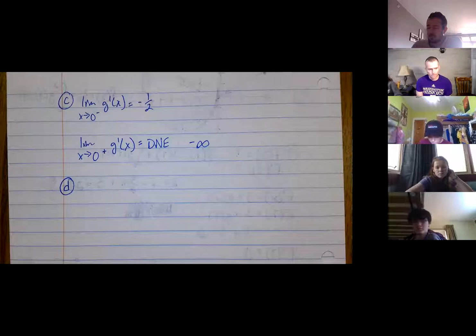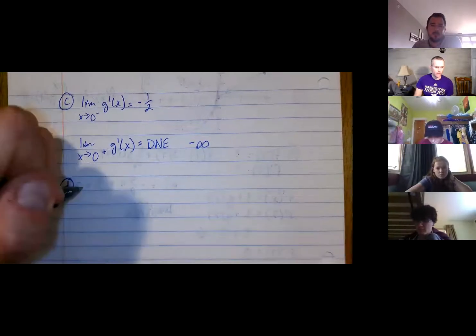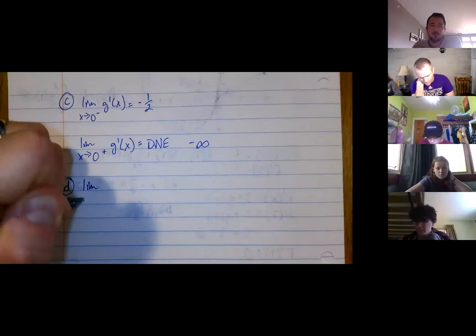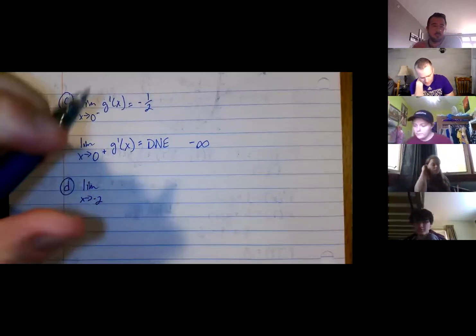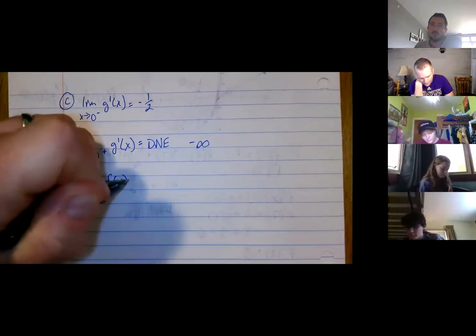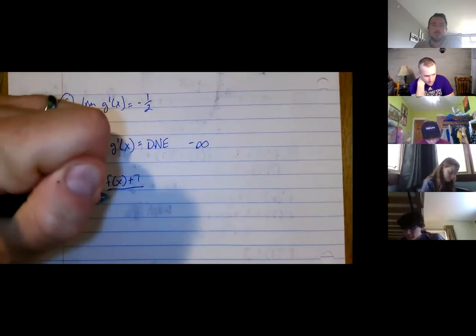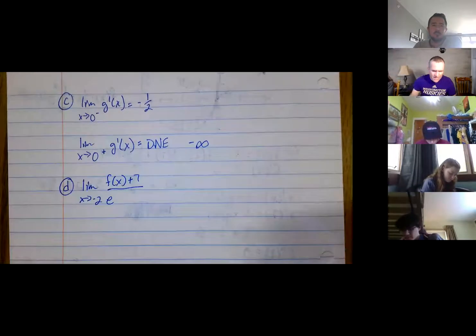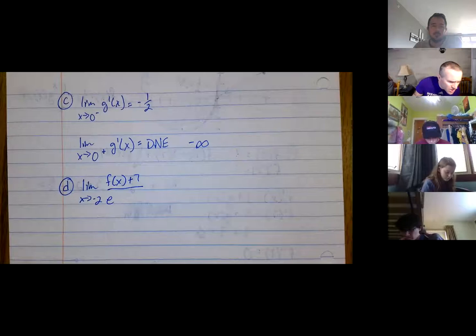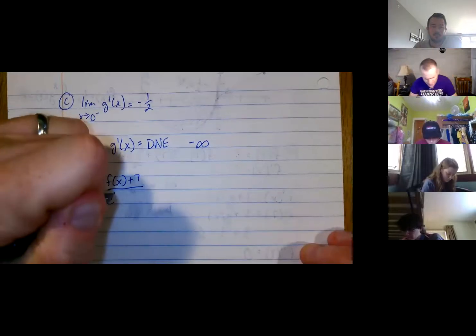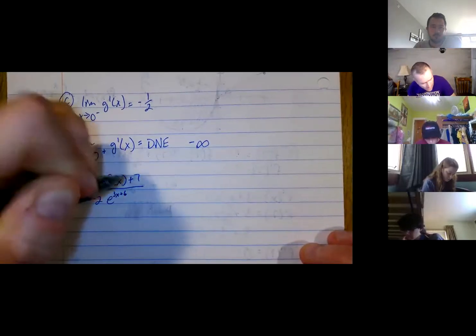All right. So that's C. What about D? Let's move on to part D. D says find the limit as x approaches -2 of f of x plus 7 divided by, what is that? I've got to zoom in. It's so small. e to the 3x plus 6 minus 1.